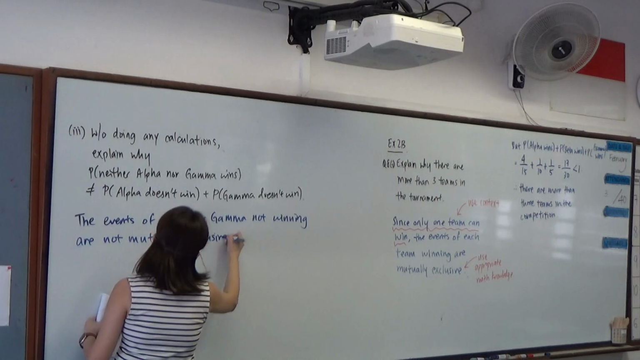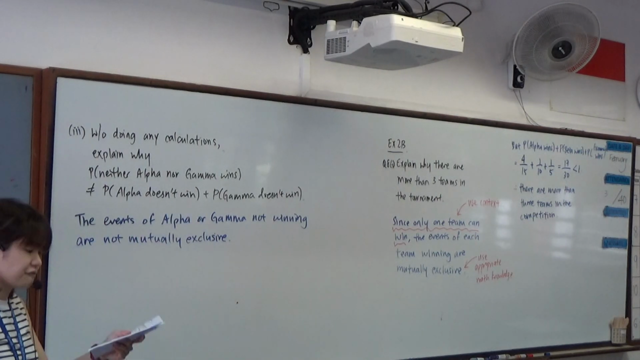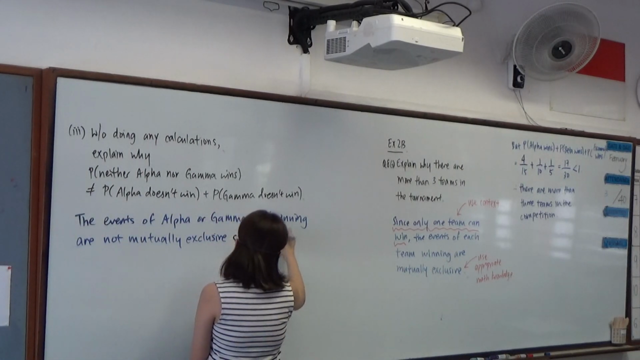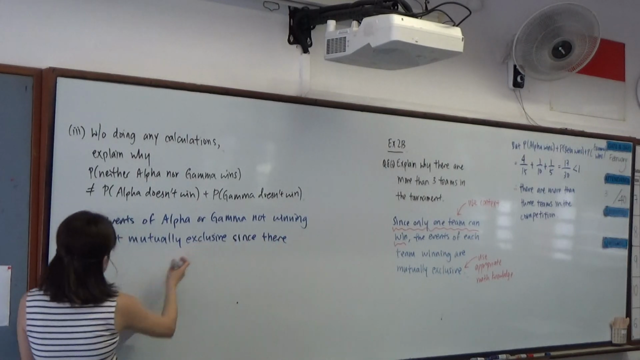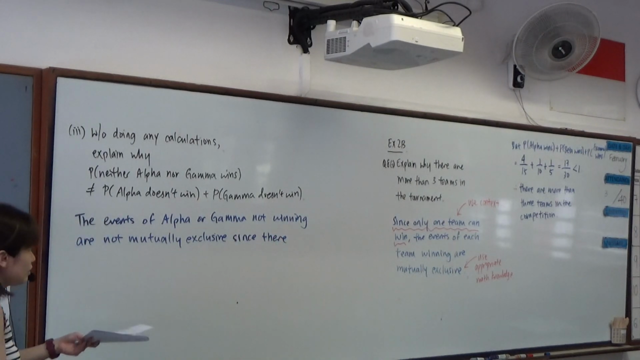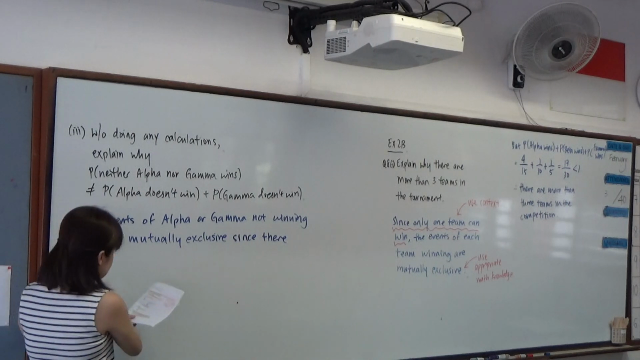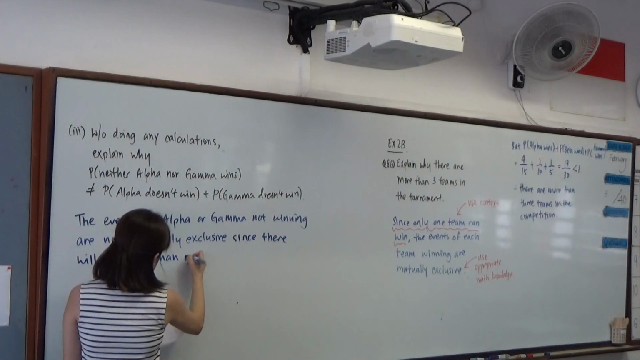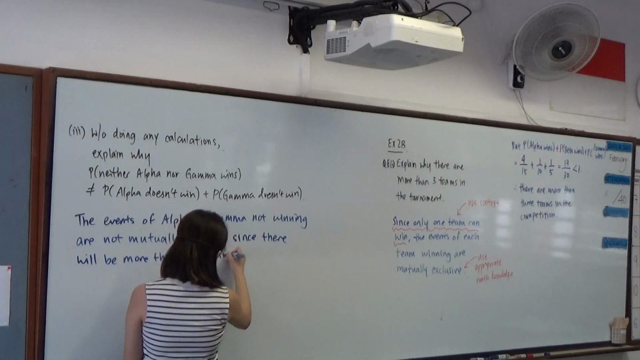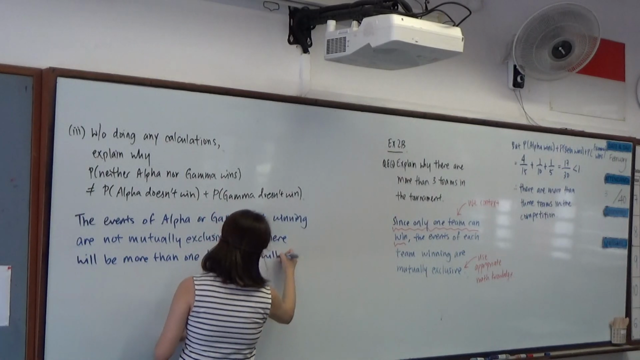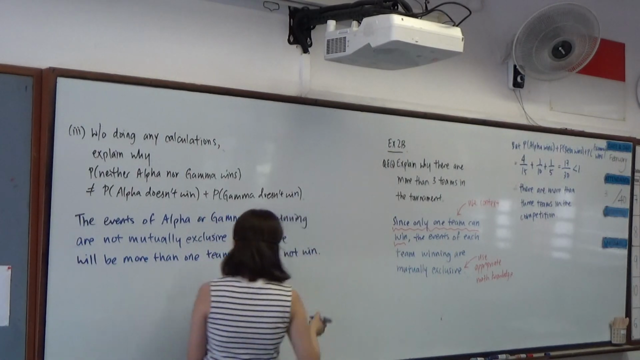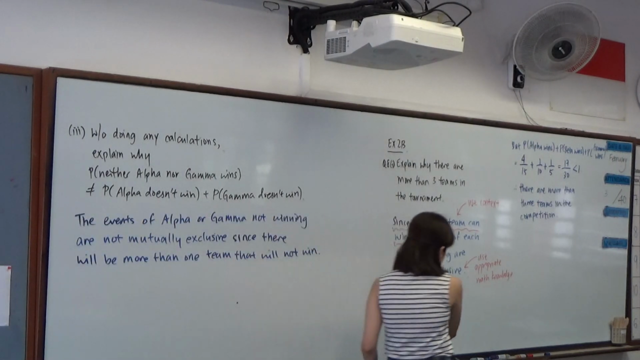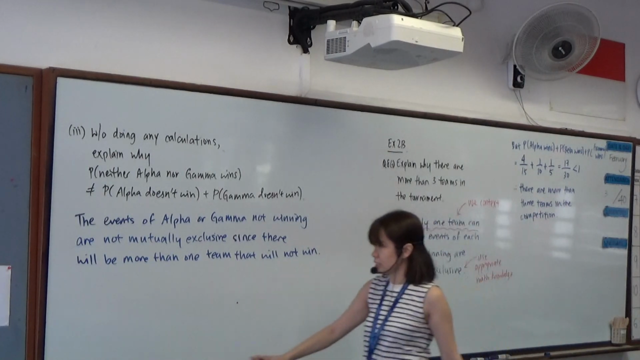Okay, some of you even brought in Beta, but actually you're deviating from the main point of the question now. So you see, you cannot just state that they are not mutually exclusive. You need to go on to provide the context. Since there will be more than one team that will not win. Okay, so this is the bare minimum that I would expect when it comes to explaining for this question.